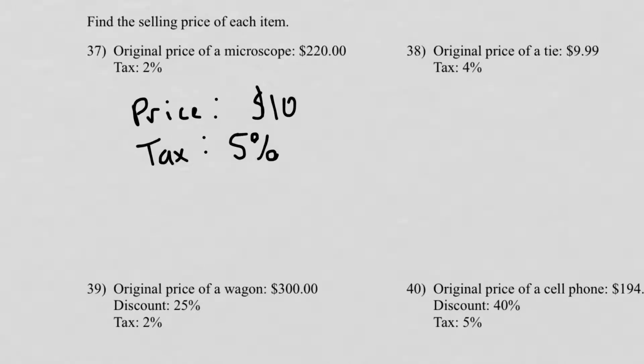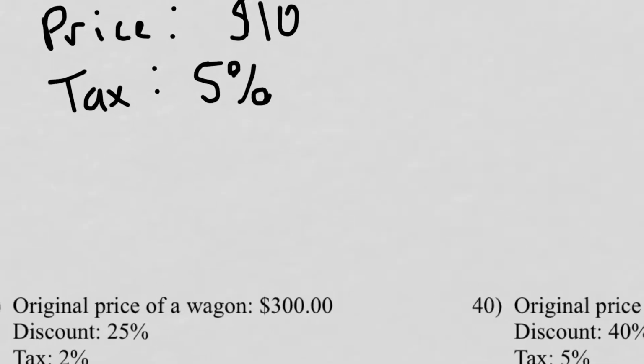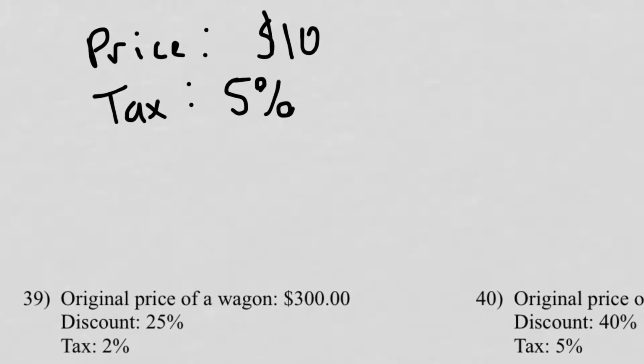All right, so for something like question 37, we're trying to find the selling price of an item. Right, so we're going to use a new example here. If something costs $10, so its price is $10 and tax is 5%, what we need to do is just multiply the tax times the price in order to figure out how much tax is to be charged.